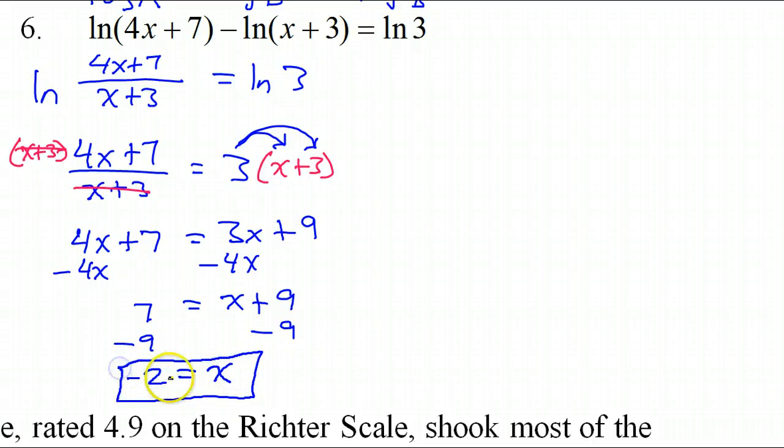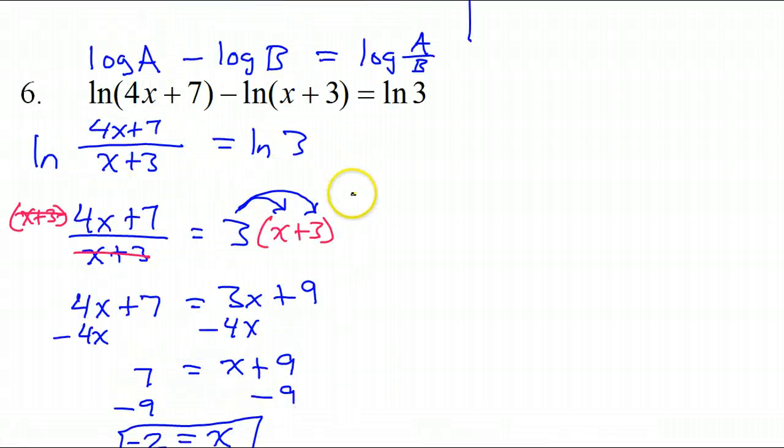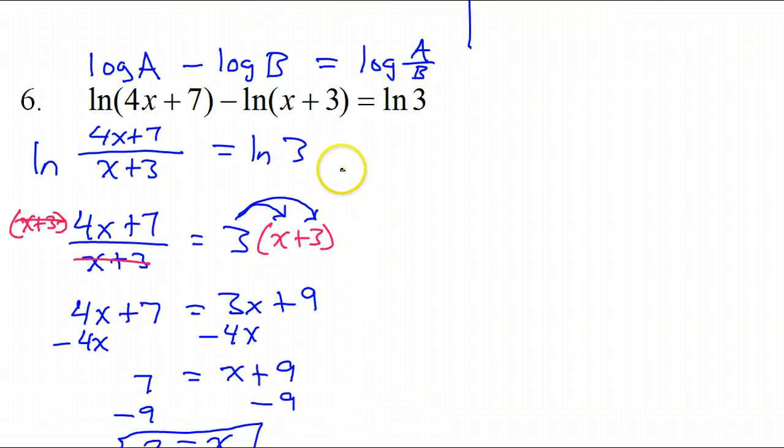Okay, we have to make sure this is not extraneous though. So first of all, make sure that it won't cause a 0 denominator. And it doesn't. Second of all, let's make sure that it won't cause a negative inside the log.